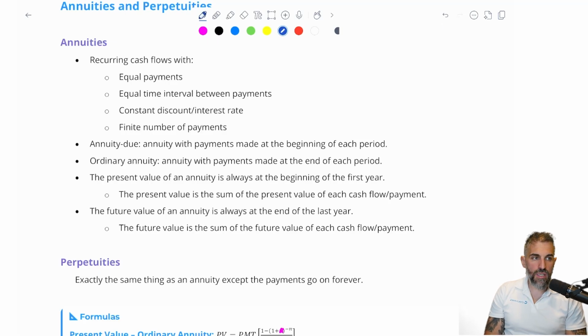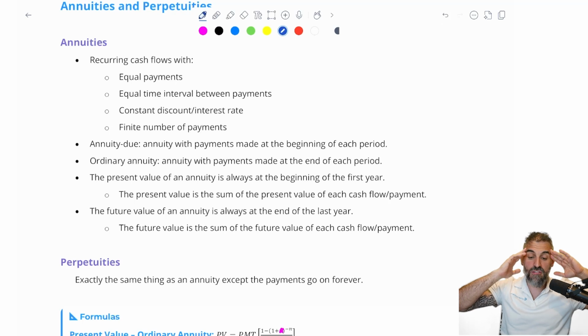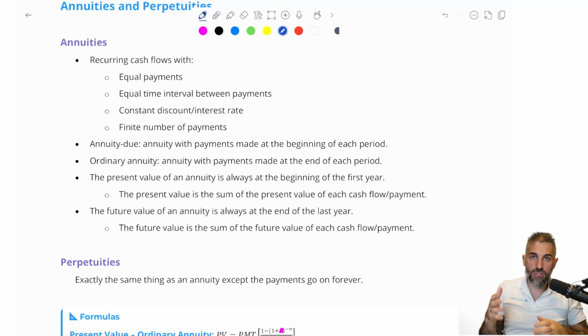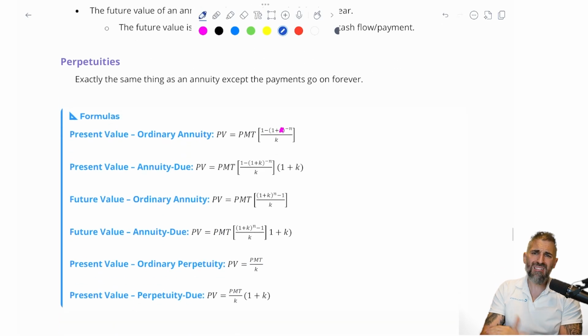And this is where it starts to get complicated, because you need to have a system in your mind that filters down based on the different elements given to you in the question, because you'll see that there's 10 different present value formulas. So which one do you use? Well, it all depends on what type of cash flow you're dealing with.